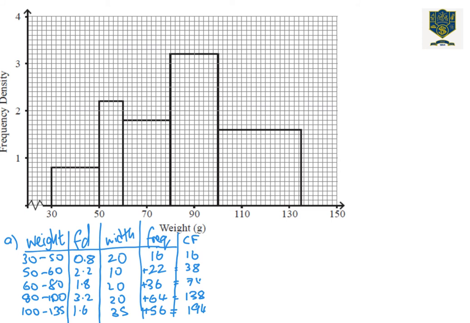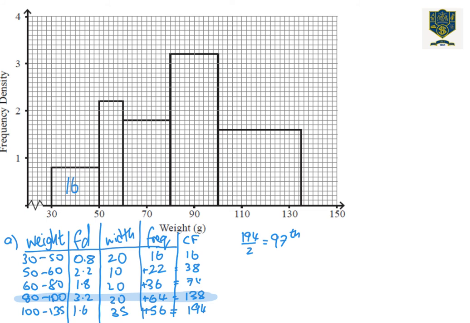Now the median is the middle one, so that's going to be 194 over 2, which is the 97th term. And the 97th term is going to lie in this fourth group. Okay, so we can look at that and put that information on the bar chart.